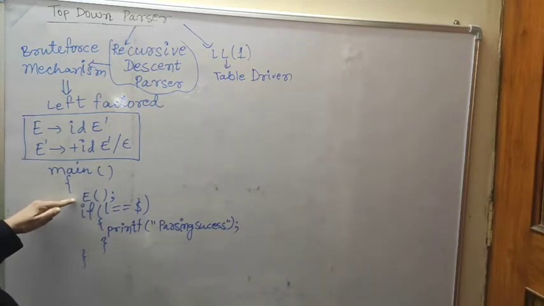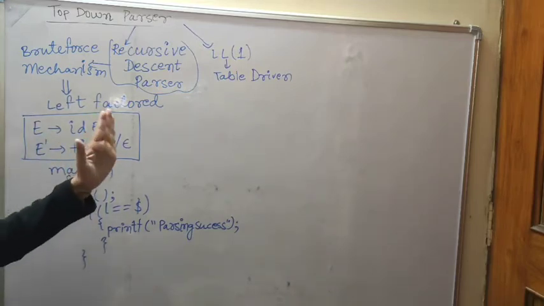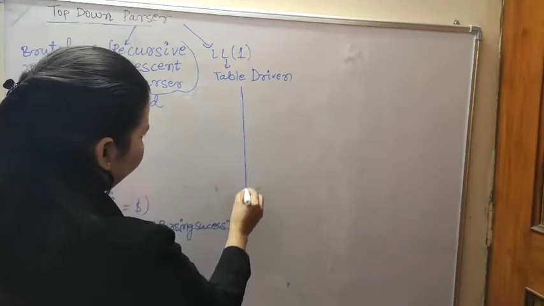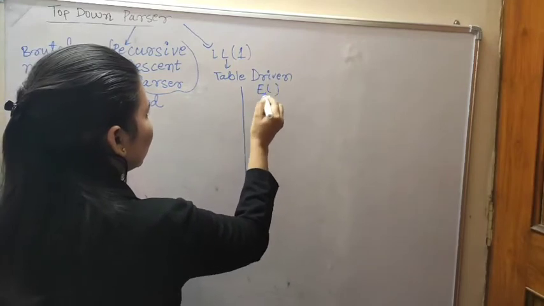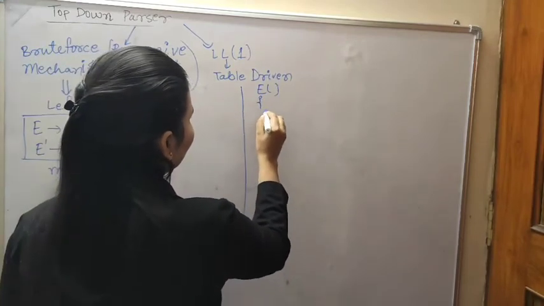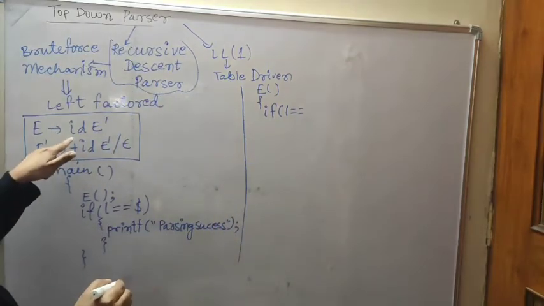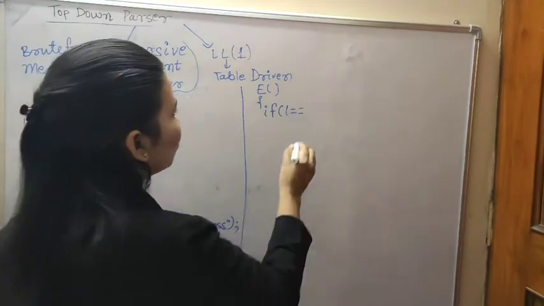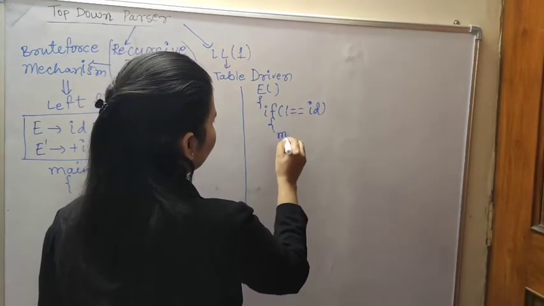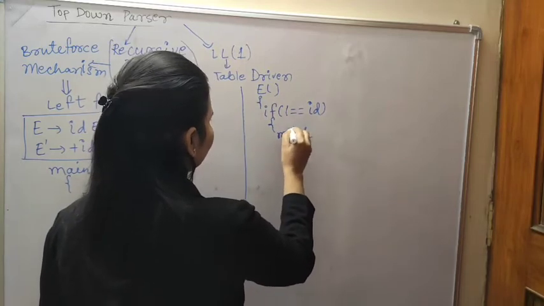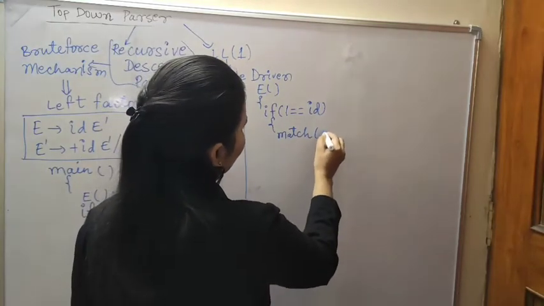In the main function, we are calling the E function. For every non-terminal variable we are writing a function. Now we write the E function. In the E function, if look ahead equal to what is the first terminal variable given? id. So if look ahead equal to id, then match id.